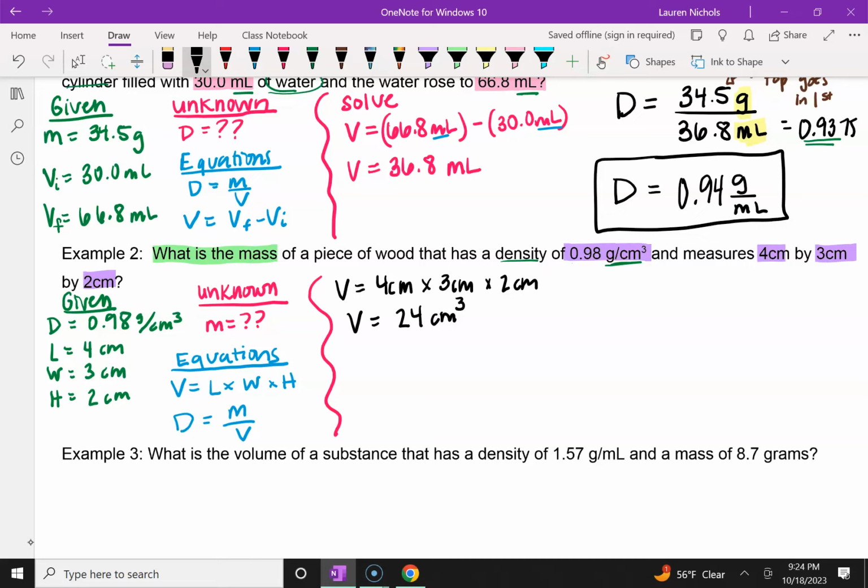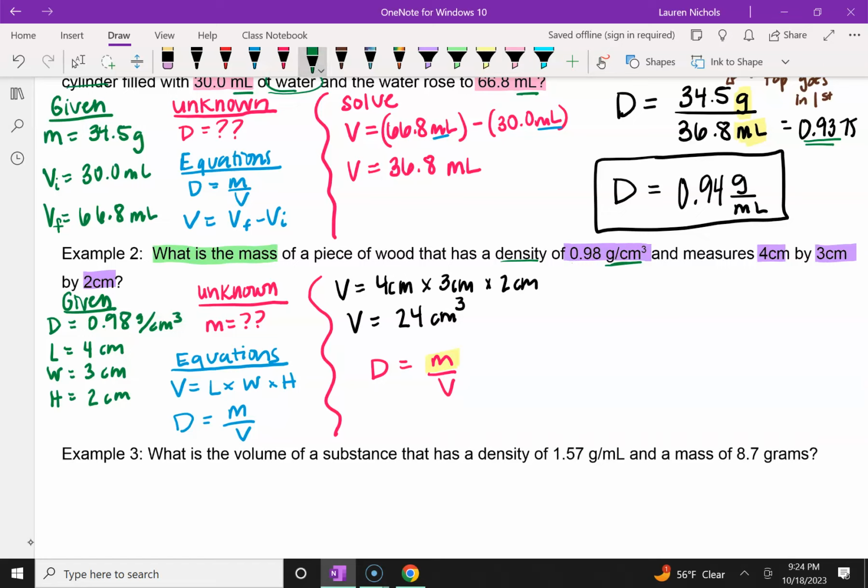And then now that we know our volume, we can plug it into our density formula. So our density is equal to mass over volume, and we're going to want to rearrange this formula. Since density is equal to mass over volume, but mass is what I'm looking for, you can do it one of two ways.